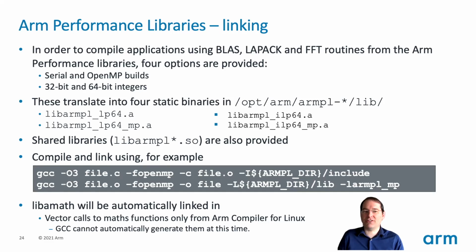And then when you come to compile, if you're using GCC, you need to put the -I in for the include directory, and the -L and -l for the library directory, to pick up the library versions you want. And as we mentioned, if you're using ARM Clang, just -armpl on both of those lines will do the same job for you. If you're linking in ARM Performance Libraries, libamath will automatically be linked in for you. But as I mentioned, vector calls will only be available from ARM Compiler for Linux.